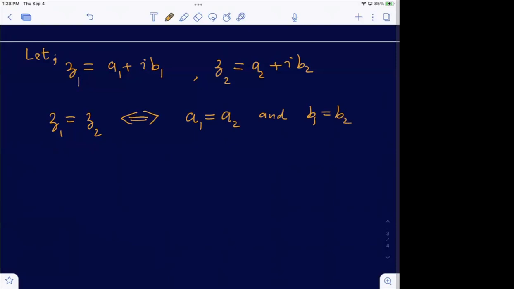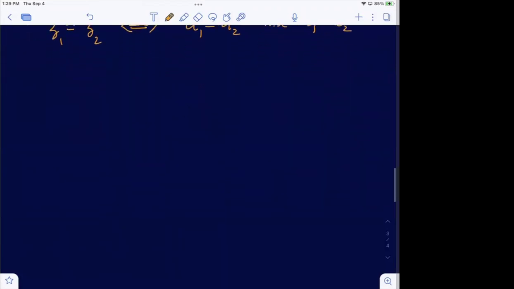So in other words, there is a very nice uniqueness property. Two complex numbers are the same if and only if they have the same real part and the same imaginary part. This can be understood very nicely if you look at the complex plane. If you have two numbers, to have them coincide with each other, of course, you need to have the same coordinates.